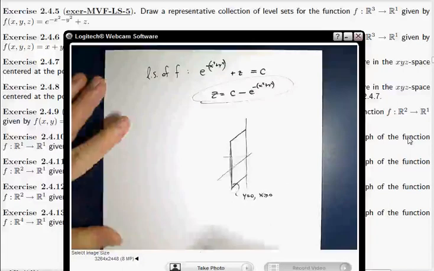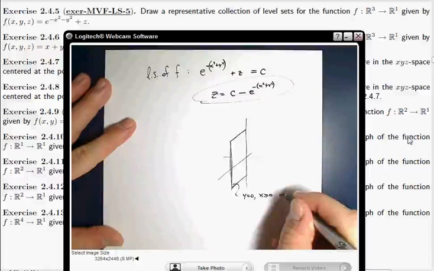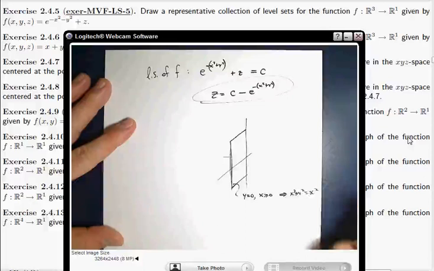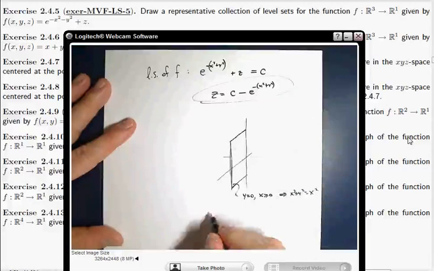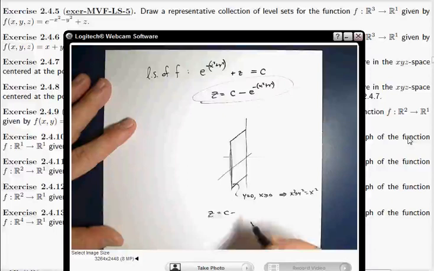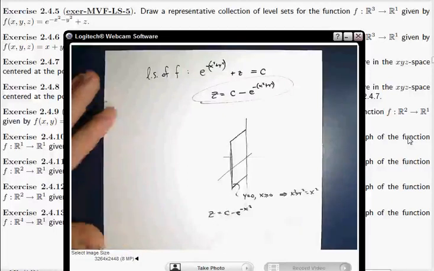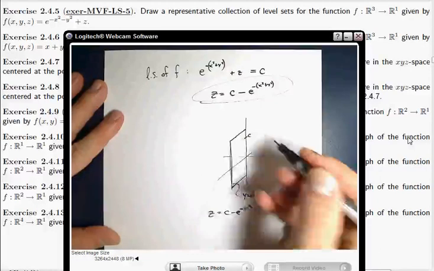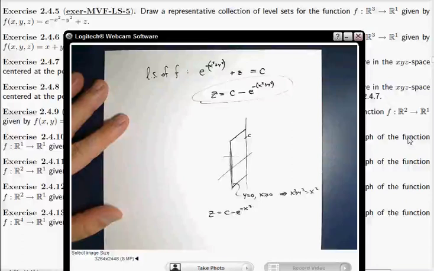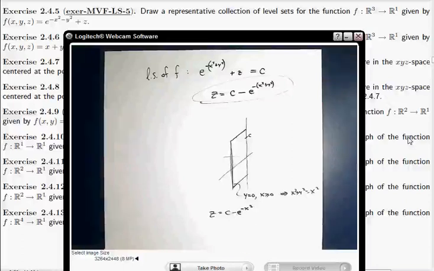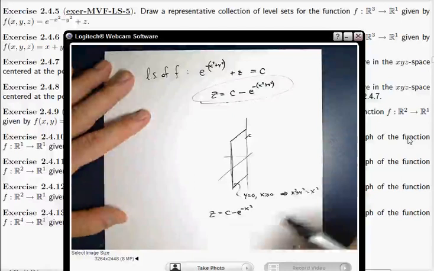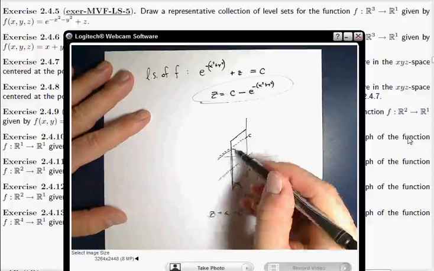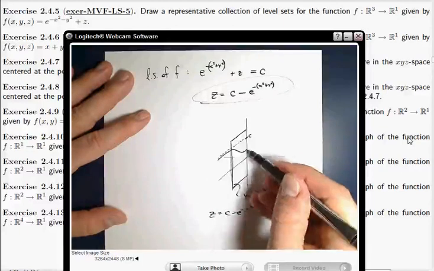And with that, inside of there, x squared plus y squared is just x squared. So the equation becomes z equals c minus e to the negative x squared. So for some value c, c minus that, okay, we'll see. Now e to the negative x squared is kind of a bump, and so c minus that is going to be something kind of like that.